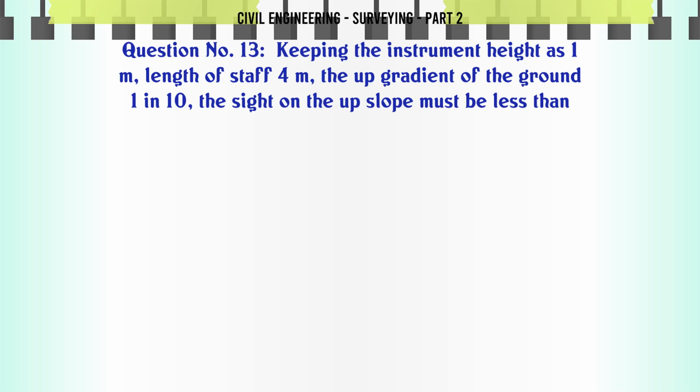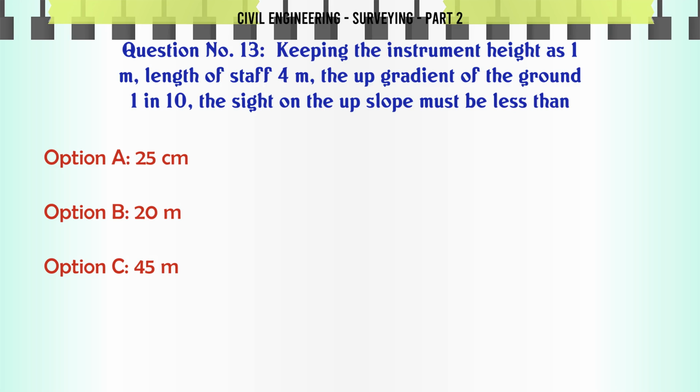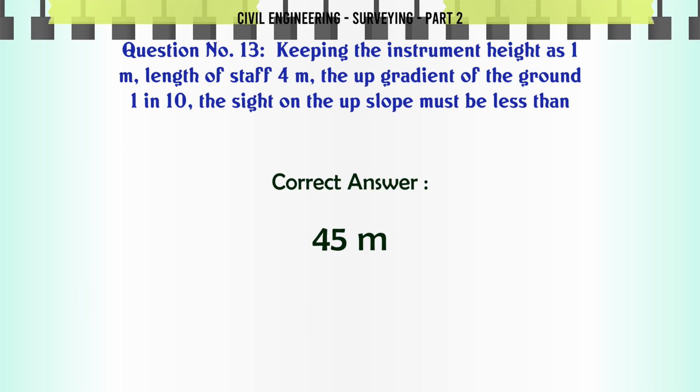Keeping the instrument height as 1 m, length of staff 4 m, the up gradient of the ground 1 in 10, the site on the upslope must be less than A. 25 m, B. 20 m, C. 45 m, D. 10 m. The correct answer is 45 m.